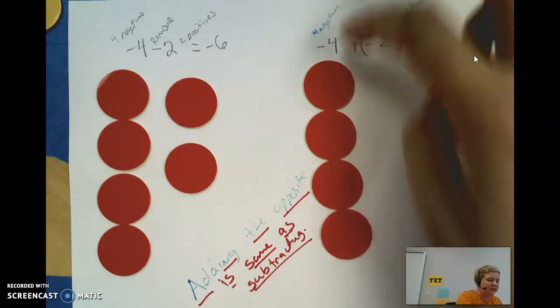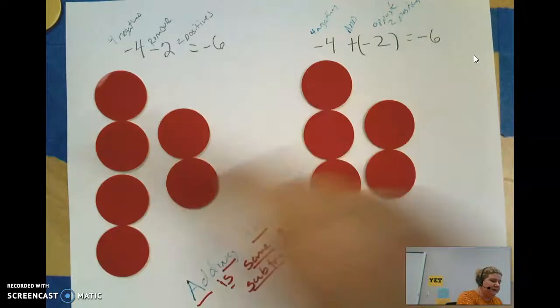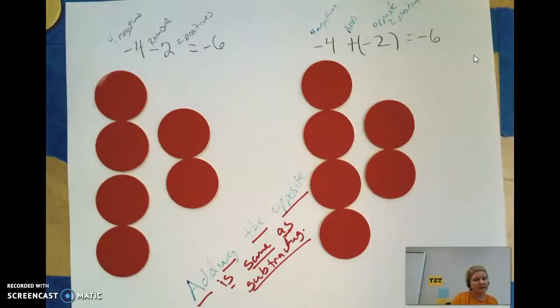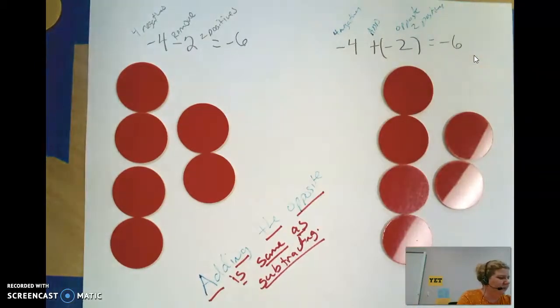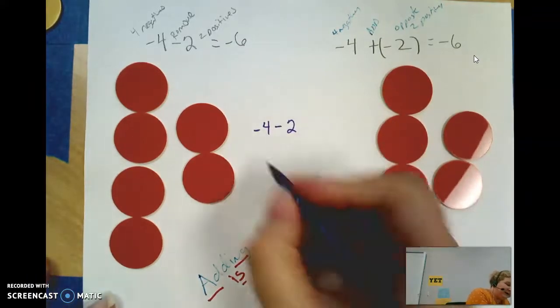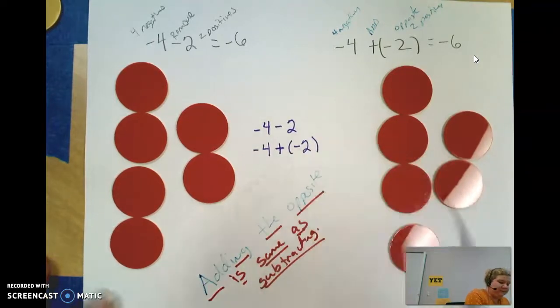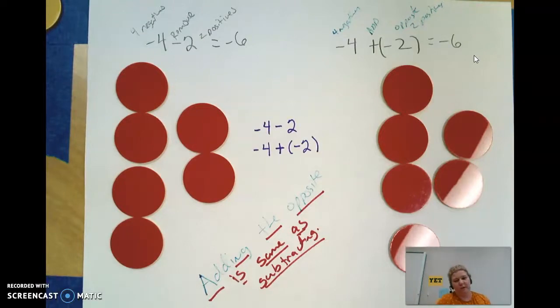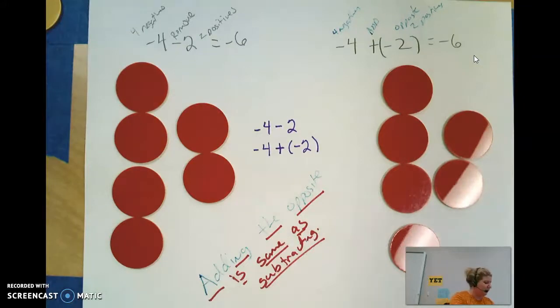With this problem, I started with 4 negatives, and I added 2 positives, but I end up with the same result in each one, which is -6. So I do want to write this out in a very clear way. -4 minus 2, and I can rewrite that as -4 plus the opposite of 2. Alright, so these are the same. They look different. They kind of move a little different, but you get the same end result.